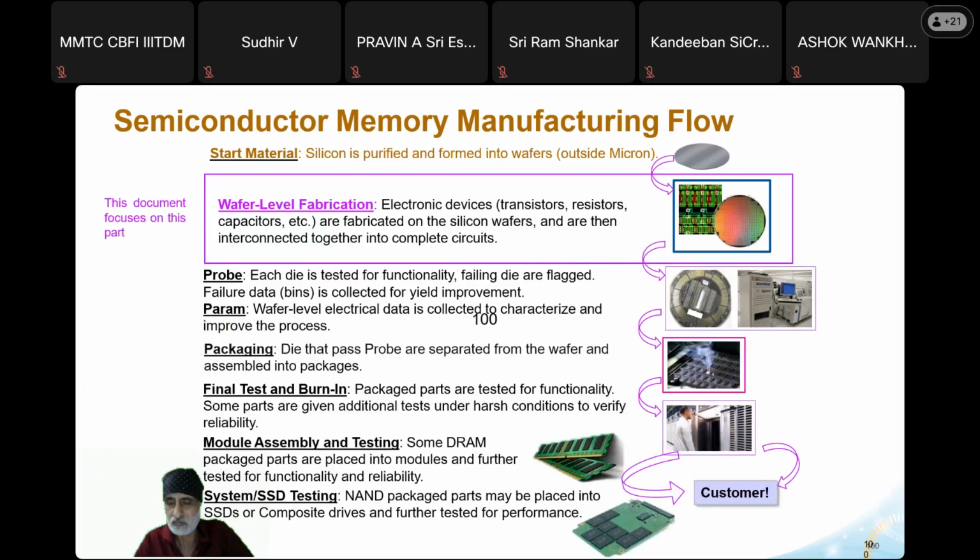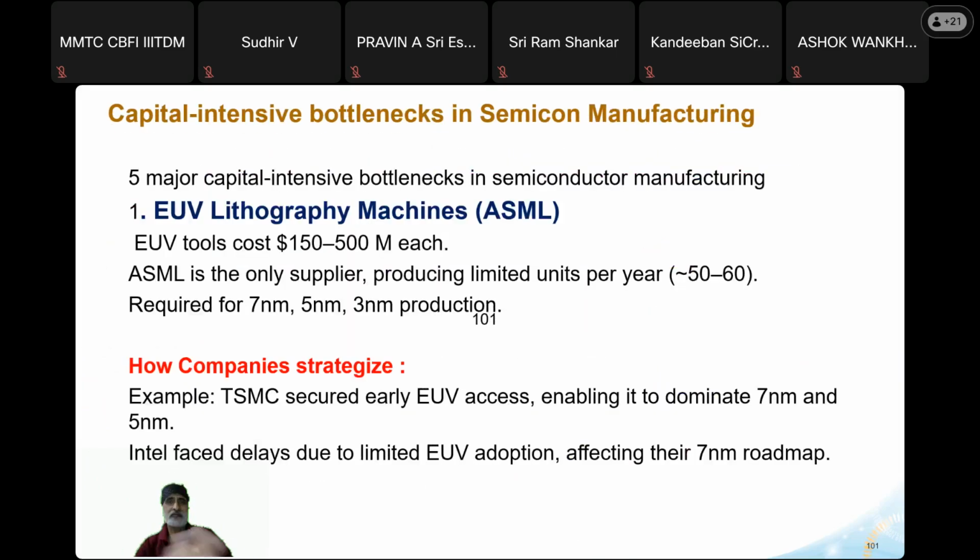So I will skip this. Let's see what the major bottlenecks are. Why in India we didn't have any commercial fab for the last 15-20 years. So there I have listed 5.